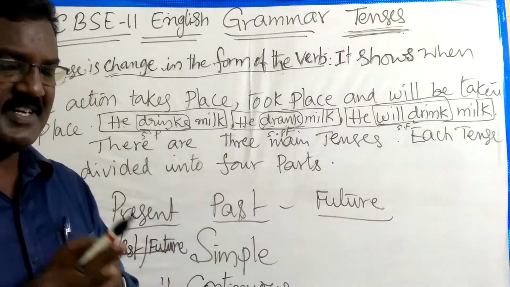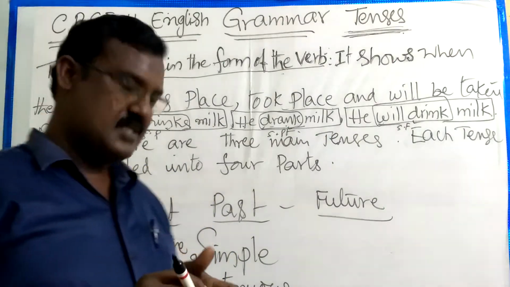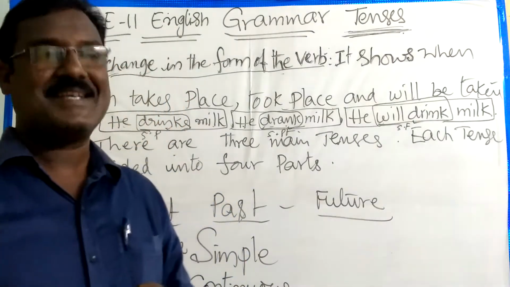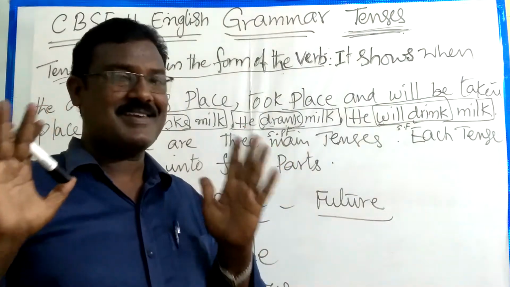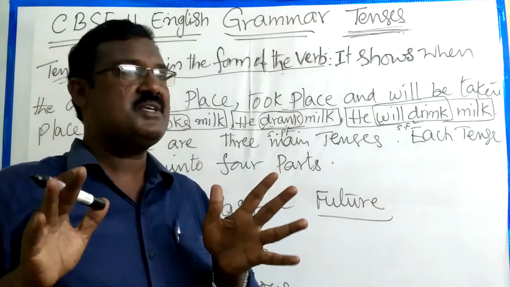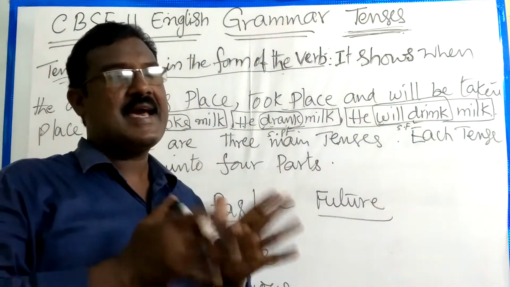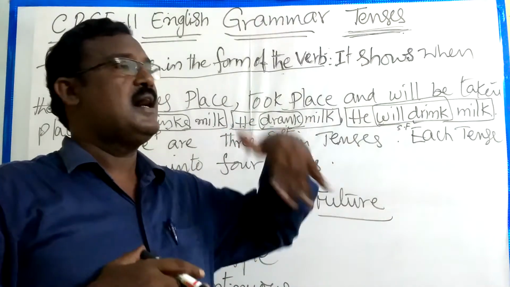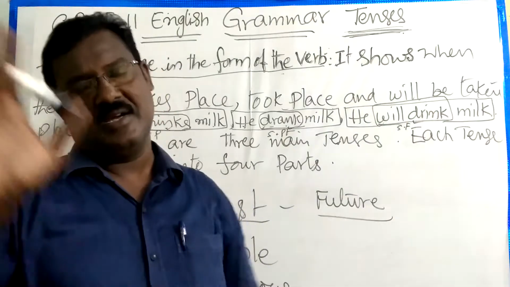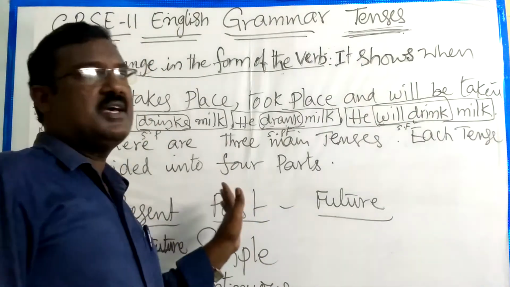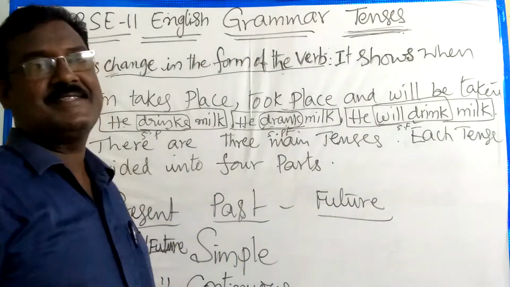Now we are going to learn how many tenses there are in the English language. So in the English language there are three main tenses: past, present, and future. Past, we should be very clear. Past means completed action. Present means the action going on. And the future tense means the action still to take place.